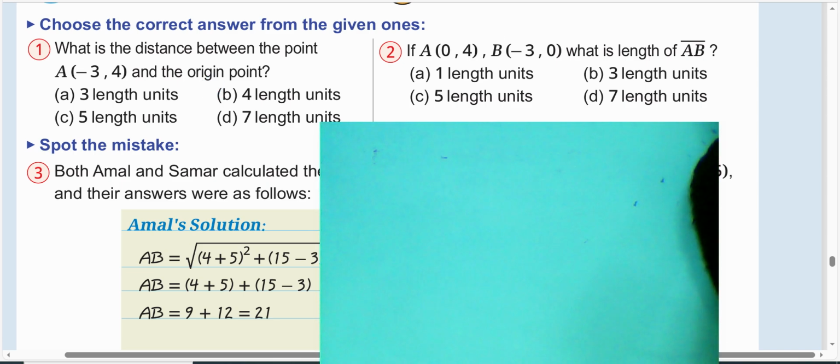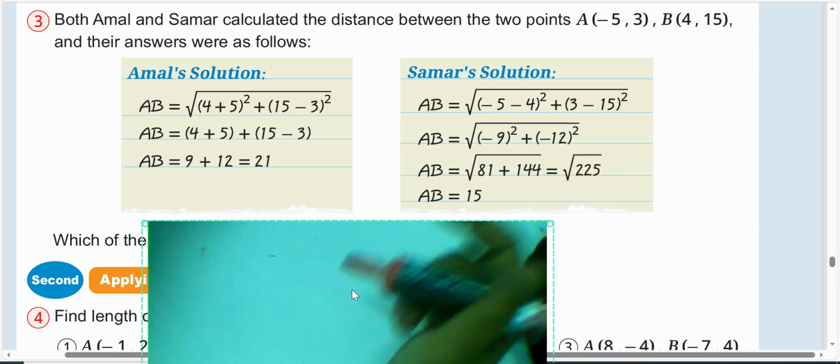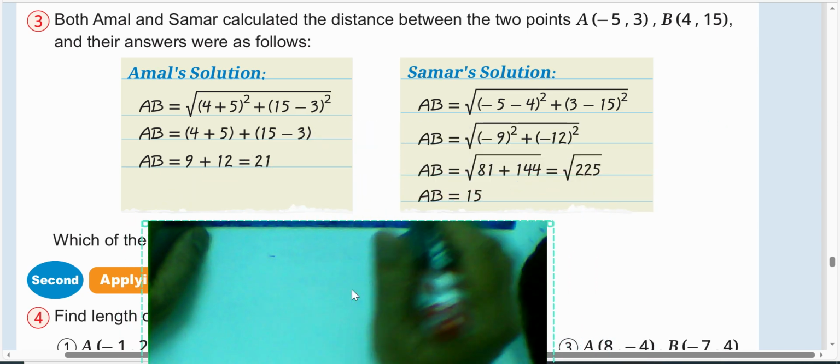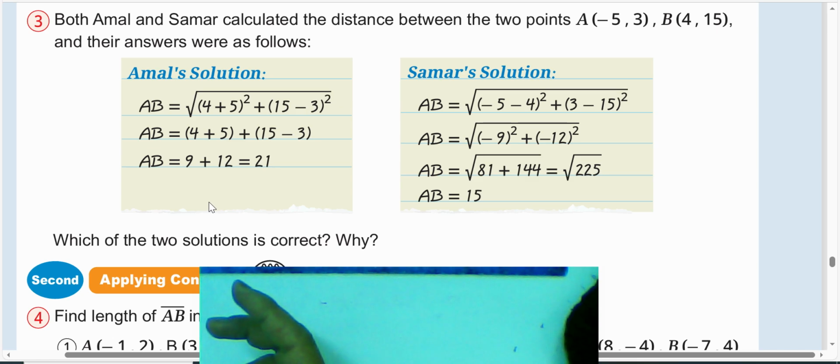Next question. Both Amal and Summer calculate the distance between 2 points and their answers are as follows. Which of the two solutions is correct? We can find the distance between A and B like this: 4 minus 5 and 15 minus 3, power 2. This solution is not correct. The first Amal solution is not correct.